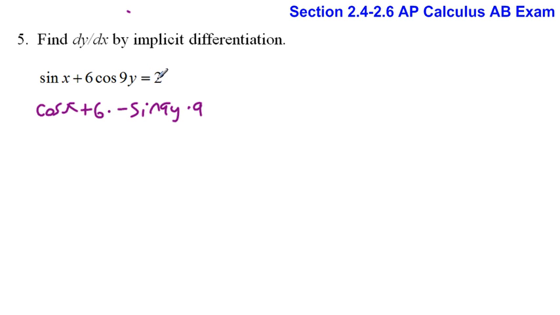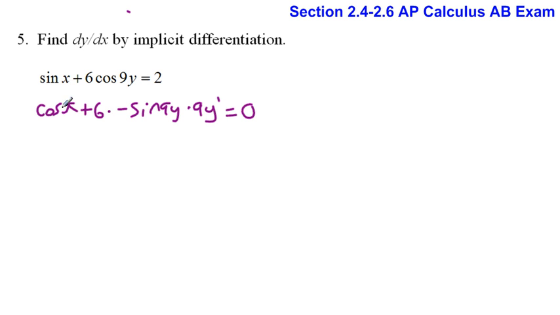But wait a minute. Because we took the derivative of 9y with respect to x, you have to tack on a y prime. Okay? And that will be our goal now, to actually solve for y prime. And the derivative of 2 is 0. So now our goal is just to solve for y prime. If we can solve for y prime, then we're done.